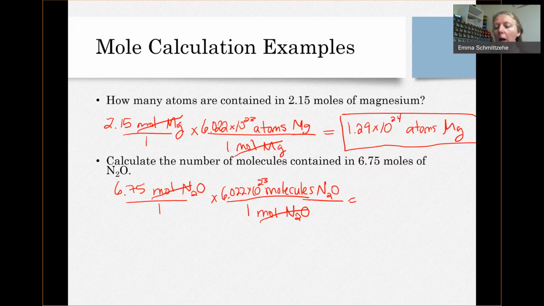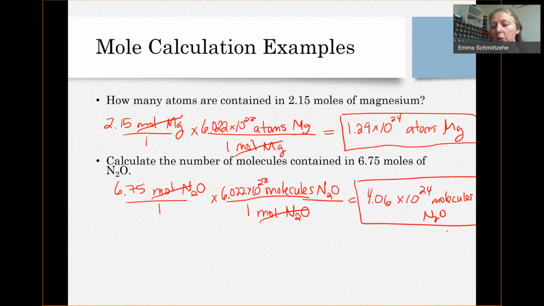Okay. And that, again, I'm going to round to 3 sig figs because the 6.75 is 3 sig figs. So that would be 4.06 times 10 to the 24th molecules of N2O. And that's my answer there. Okay, let's do one more.